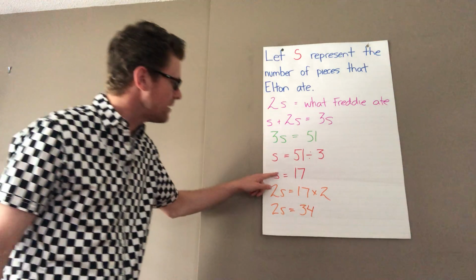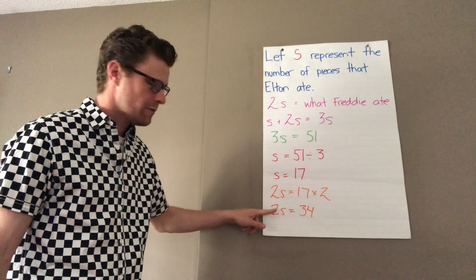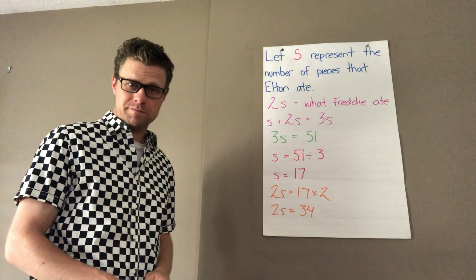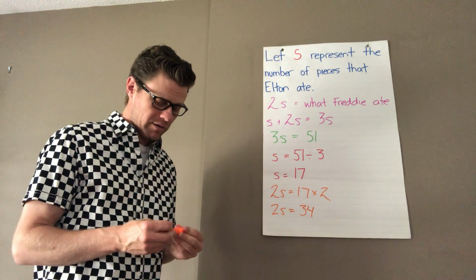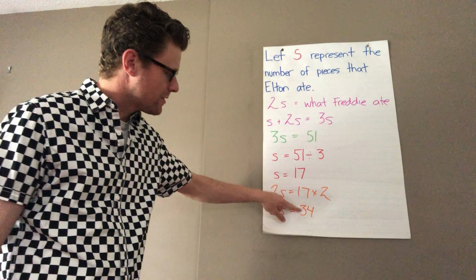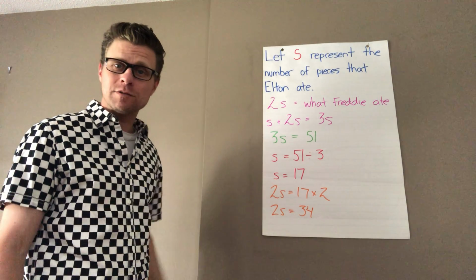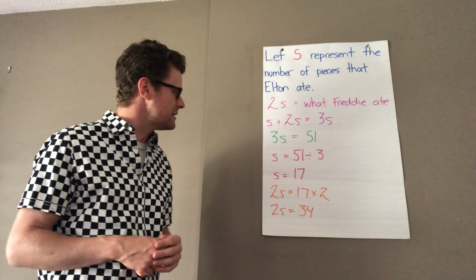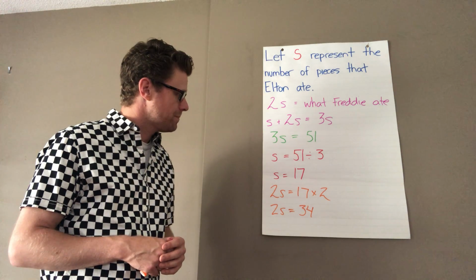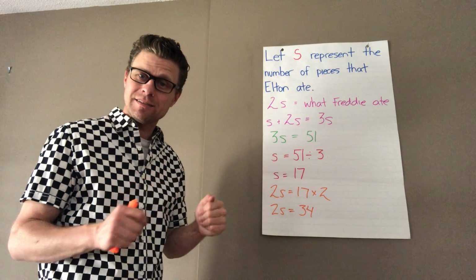So we know that Elton ate 17. Freddie ate 34. We can check our work by adding 34 and 17 together to make sure that that equals 51, so we're accounting for every single piece of sushi. And we did. You did.